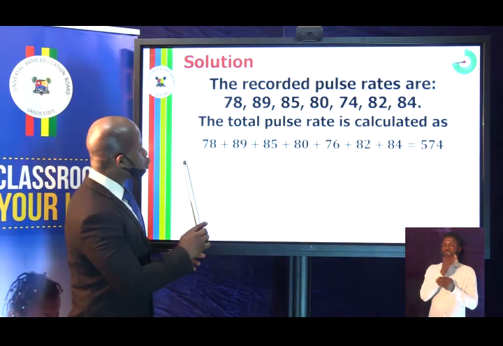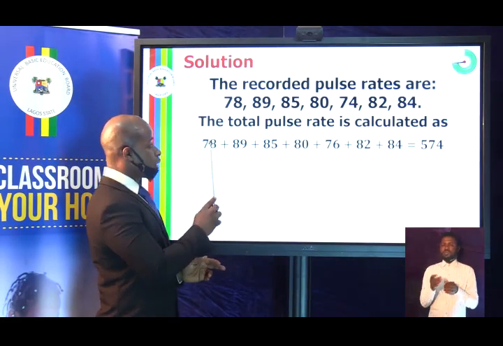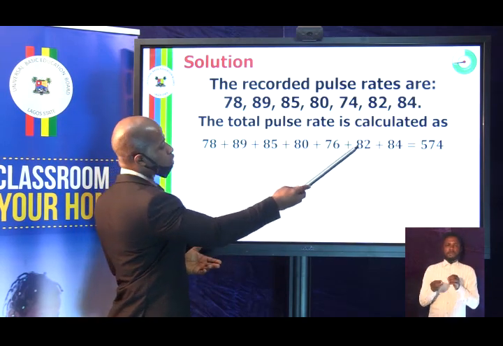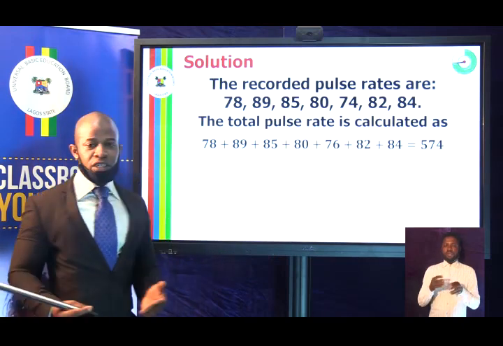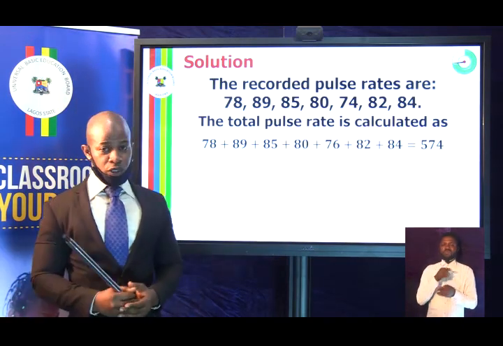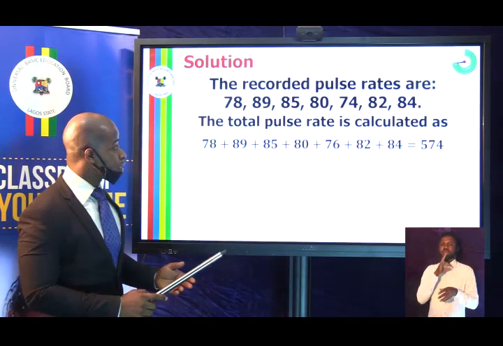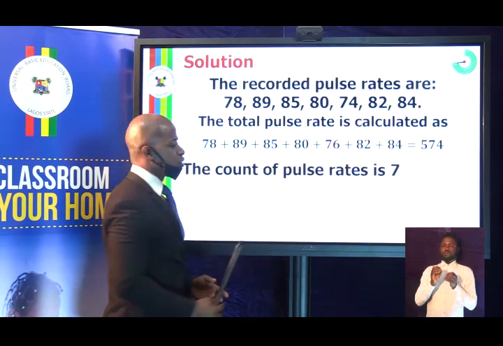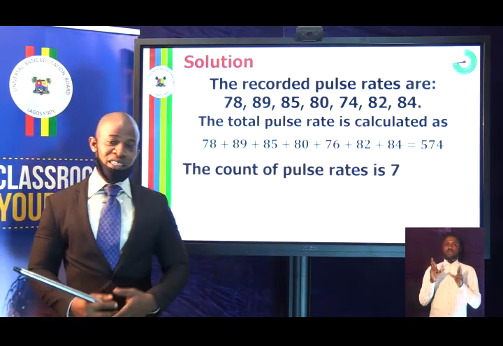So let's go. The total pulse rate is adding everything: 78 plus 89 plus 85 plus 80 plus 76 plus 82 plus 84, and everything gives us 574. This is the total pulse rate. But how many times were the tests taken? 1, 2, 3, 4, 5, 6, 7. So the count of pulse rates is 7.